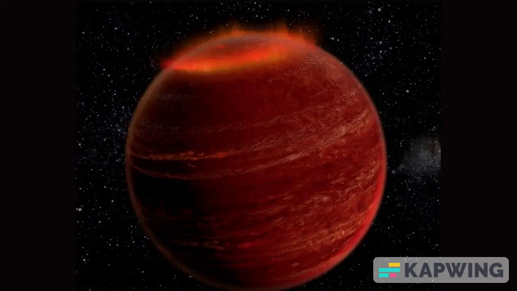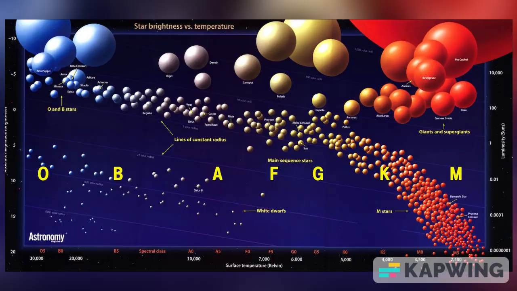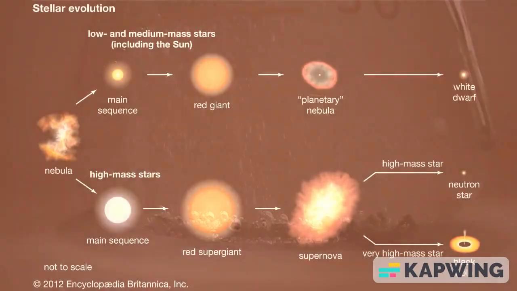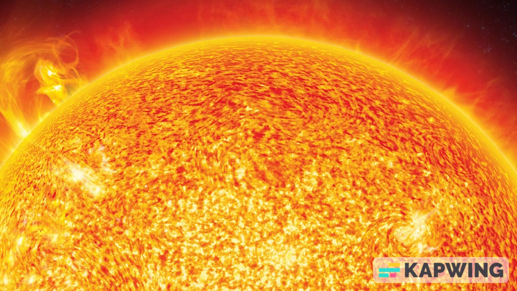Over time, the protostar will become more and more stable, eventually settling into what is known as the main sequence phase. Once a star enters the main sequence phase, it will spend most of its life burning hydrogen in its core. The length of a star's life depends on its mass. More massive stars burn through their fuel faster and have shorter lifetimes than less massive stars.